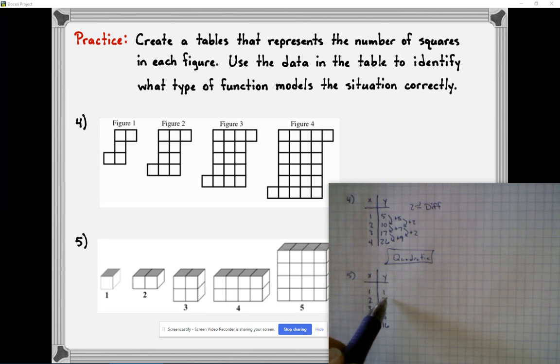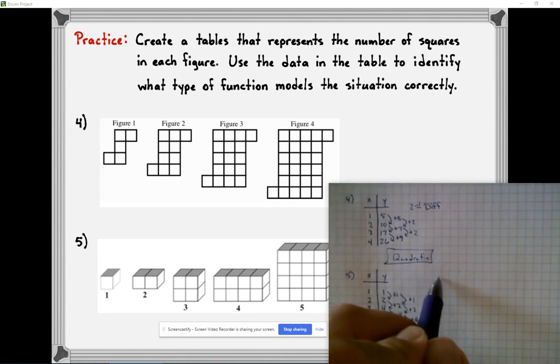So let's go ahead and take a look at our first differences. We add 1, we add 2, we add 4, and then we add 8. Well, it's not linear. So let's take a look at our second differences. From 1 to 2, we went up 1. From 2 to 4, we went up 2. And from 4 to 8, we went up 4. Well, we can see that it's not quadratic because the second differences aren't the same. So it's not linear because these aren't the same. It's not quadratic because those aren't the same.